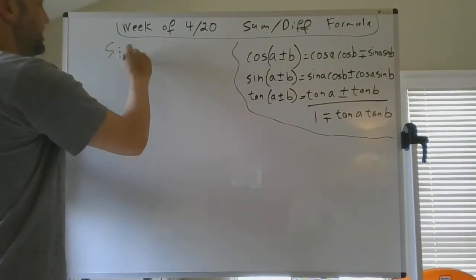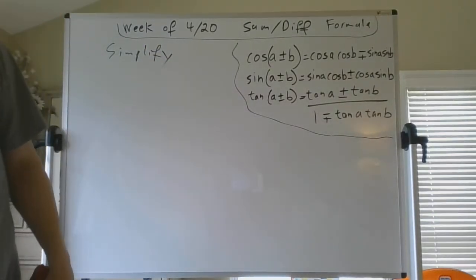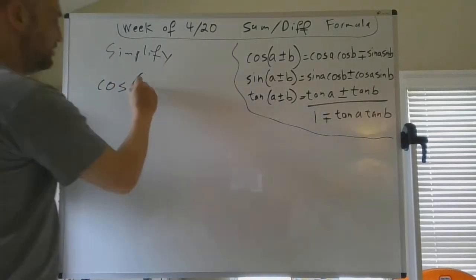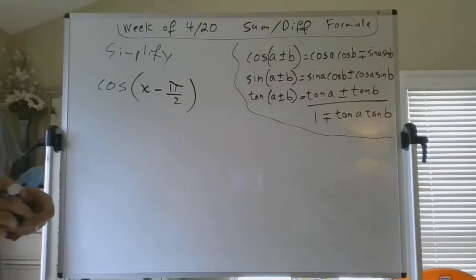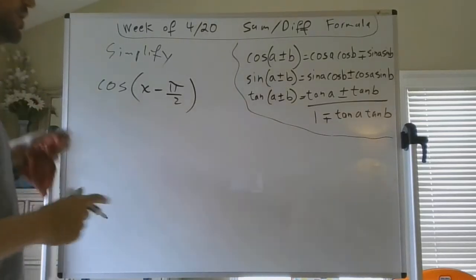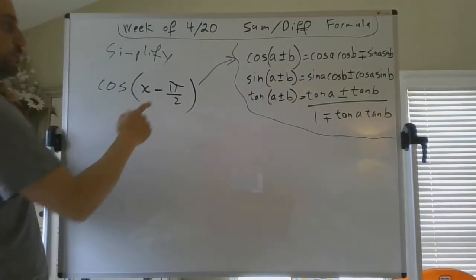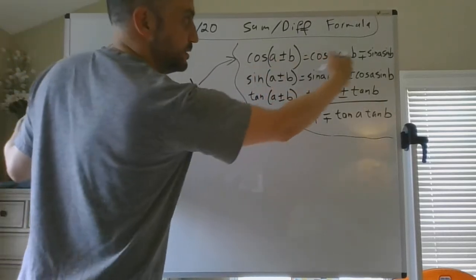Simplify, okay, that's going to be simplified. And we're going to do, how about if I give you something like this? Cosine of x minus pi over 2. Okay, so I just have an x there. I don't actually have a real value there that I can plug in. So let's look at cosine. Plus or minus. So we're doing subtraction. Since we're doing subtraction for cosine, we're going to be doing the add.